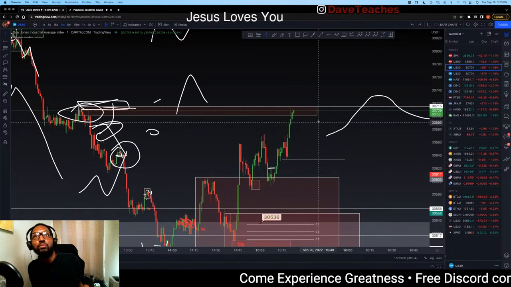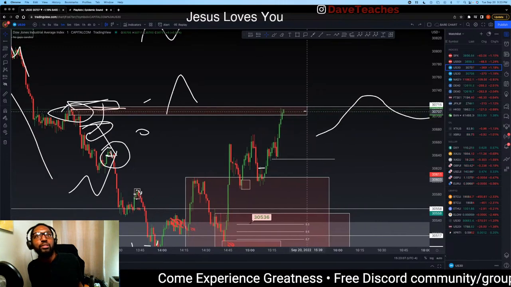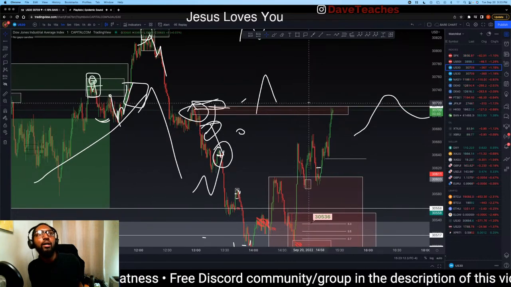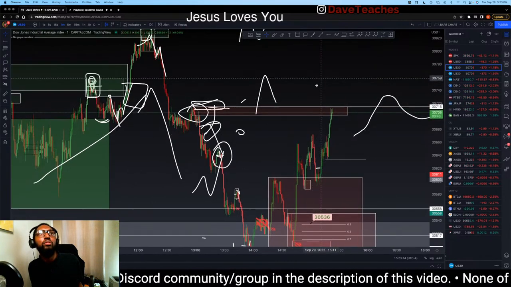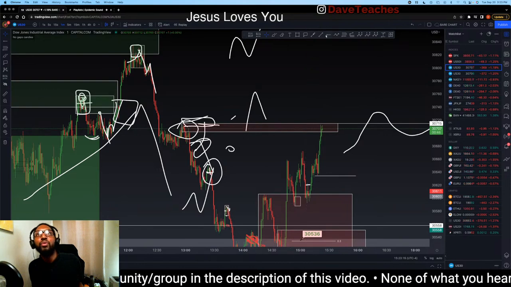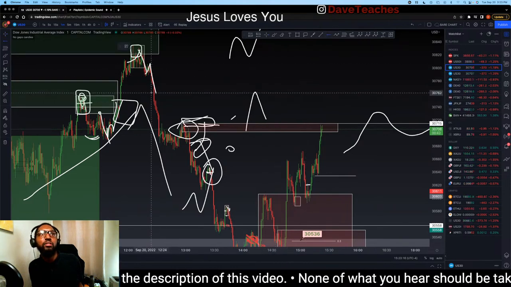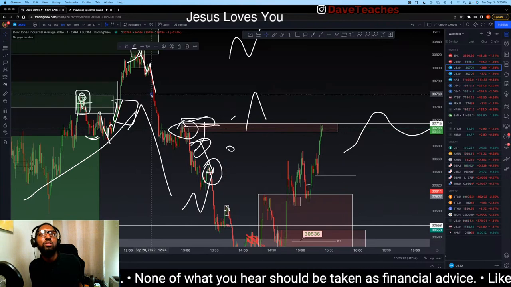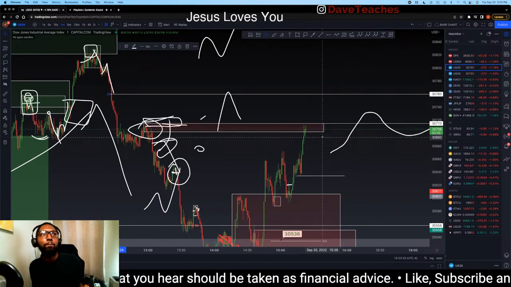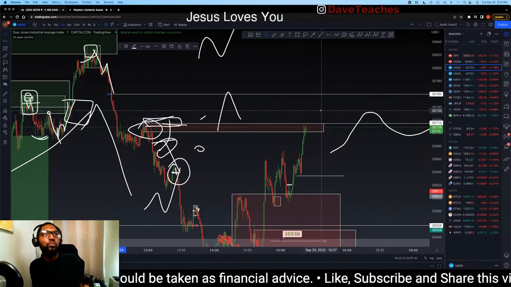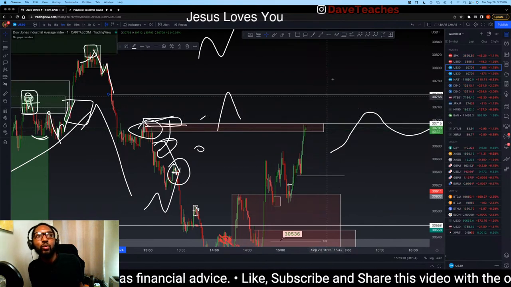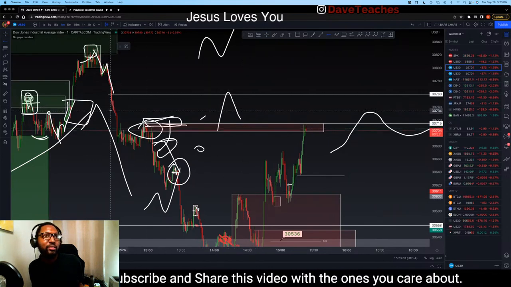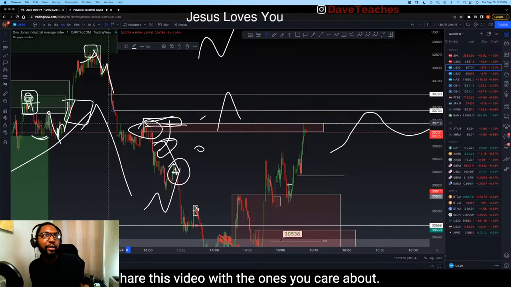Look, possibility of liquidating this now. Let's see. And just look out for this little imbalance that's right here. Oh, there's a tiny one right here too. Look at that little sneaky sucker. Tiny imbalance in there. Bam.